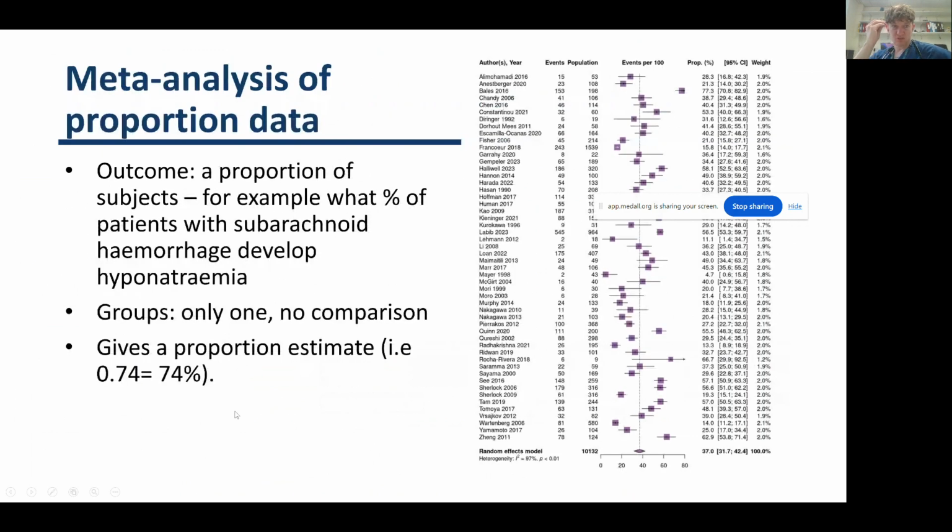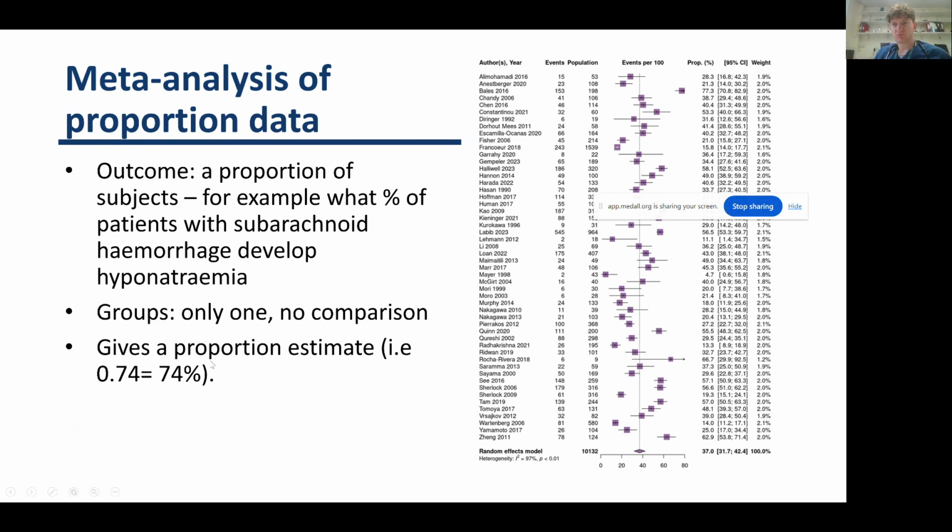Another type is meta-analysis of proportional data. In this category, it's slightly different because there are no comparator groups. So you're not saying, in this treatment group or this observation group, is there a difference, and I want to compare the two. You're just saying you have one single group.